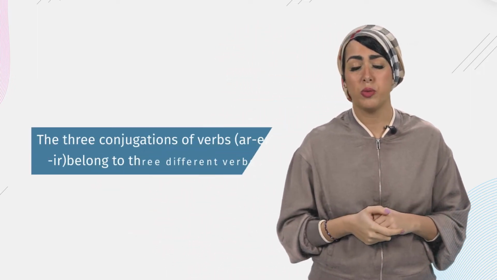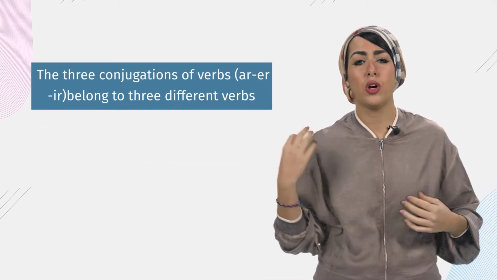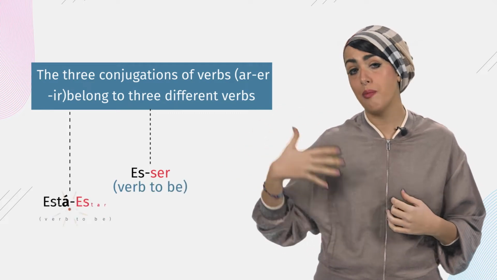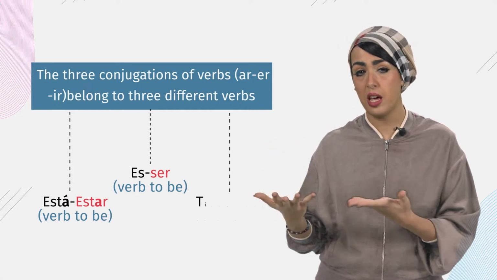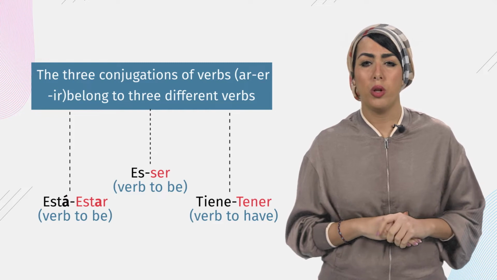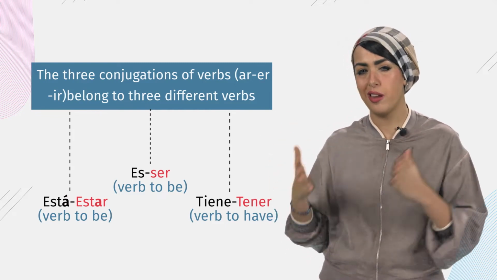Remember the rule we learned for verbs that end in ar, ir? Well, here we cannot apply it. The 3 conjugations of verbs we just saw, they need to be memorized, okay? Es belongs to the verbo ser, verb to be. Está belongs to the verbo estar, also to be. And el verbo tener, tiene, belongs to the verb to have. This one we'll learn about in the coming classes. Now let's just focus on el verbo ser and estar.